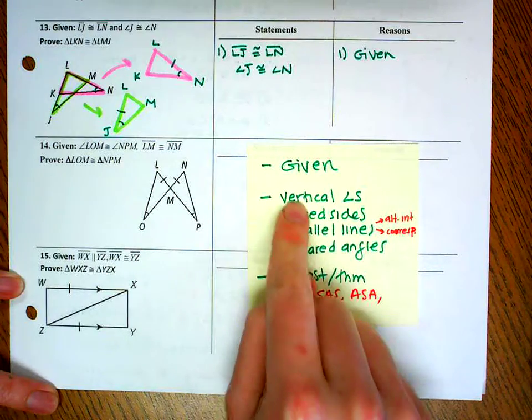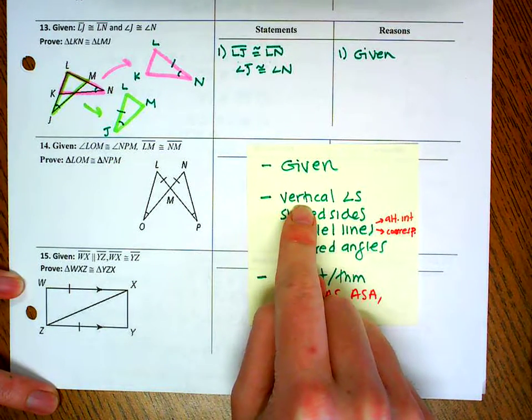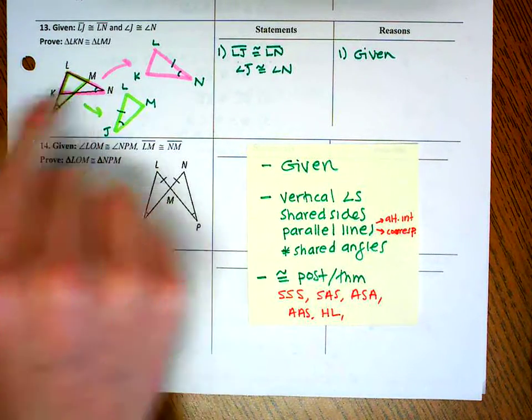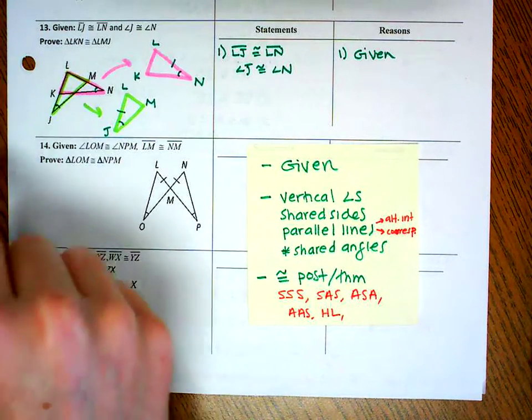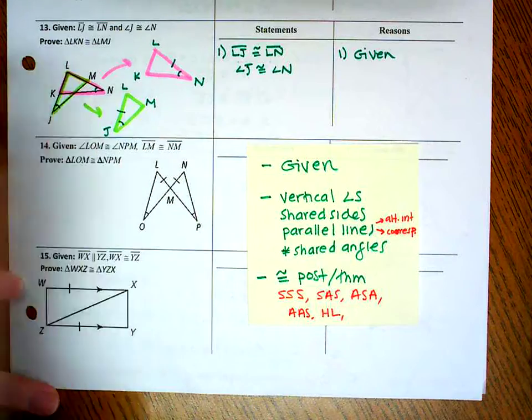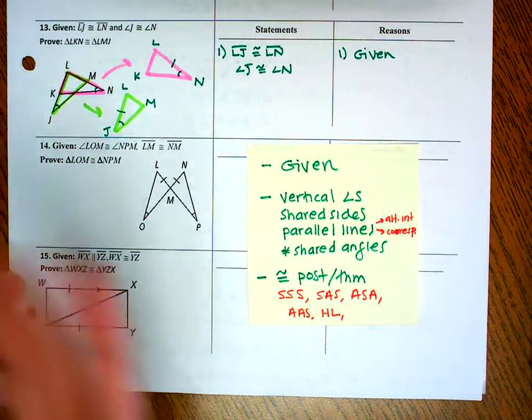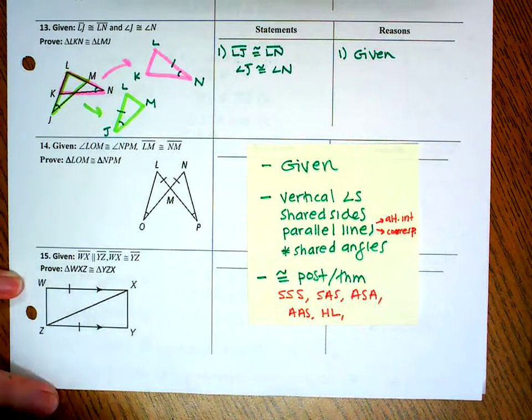Now we're back to this list. There aren't any vertical angles for comparing the green and the pink triangle. Like I see these here, but that doesn't help us for this problem. There are parts of sides that are shared, but we need the full side to be shared to use that. We don't have parallel lines, but what we do have is a shared angle.